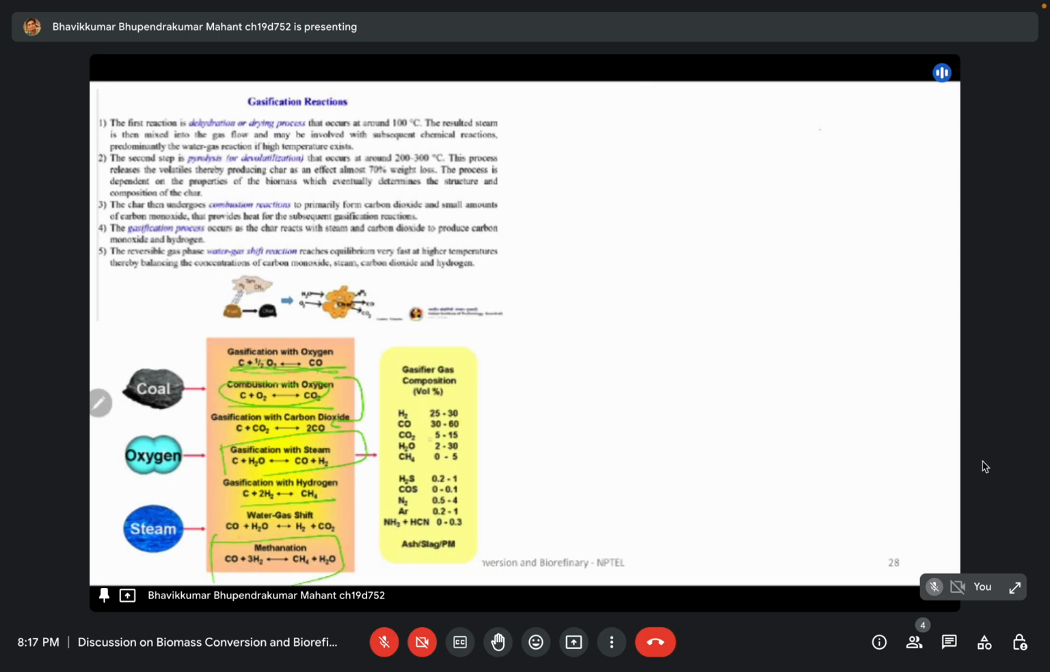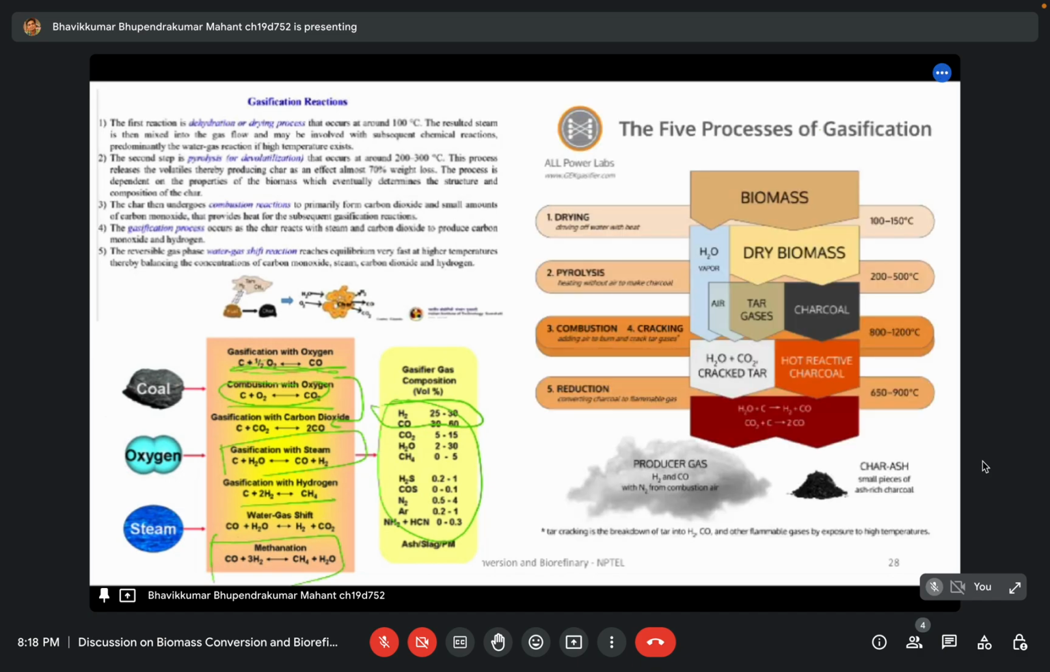So in the gasified gas composition, you will get many products. Mainly we will see hydrogen and CO. Hydrogen is around 25 to 30 volume percent, and CO is 30 to 60 volume percent. These are the main products. Because you control the reaction conditions as well as the oxygen amount, you will majorly get H2 and CO, and the other products in some other volume percentages.